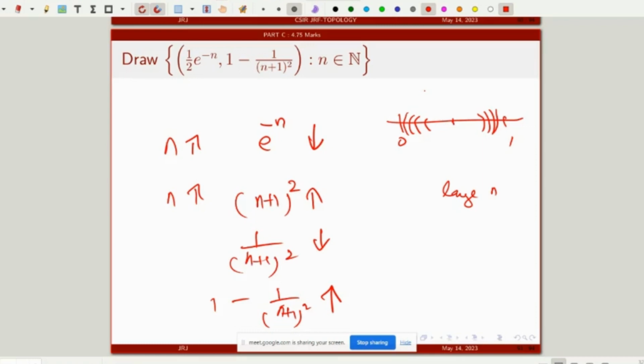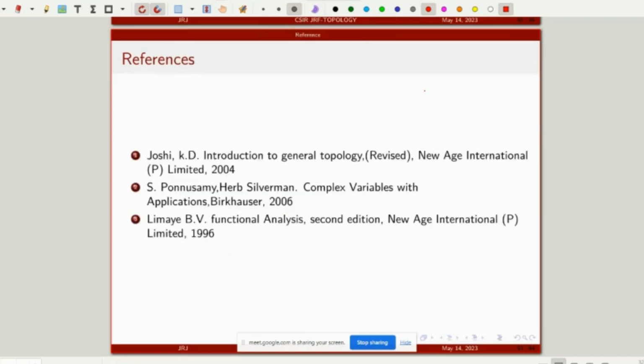So I will wind up here. These are the references I used for the topology part. I referred to K.D. Joshi, Introduction to General Topology. For the question related to holomorphic functions, the open mapping theorem, I referred to Kunnuswamy. And for questions from functional analysis, I referred to Limaye. So with this, I will wind up here.